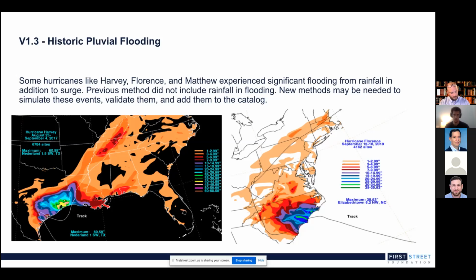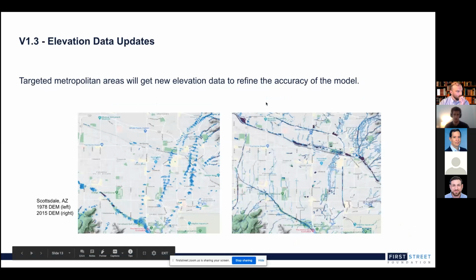So that's why we haven't released a realization for Harvey yet, because we're merging those two together. And then we'll be doing the same for Florence and Matthew and potentially some other events too. These are the ones that were most driven by precipitation, so we've focused on these. And then we'll be having some other updates.